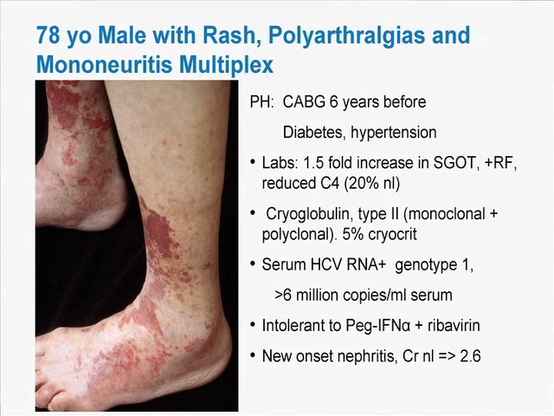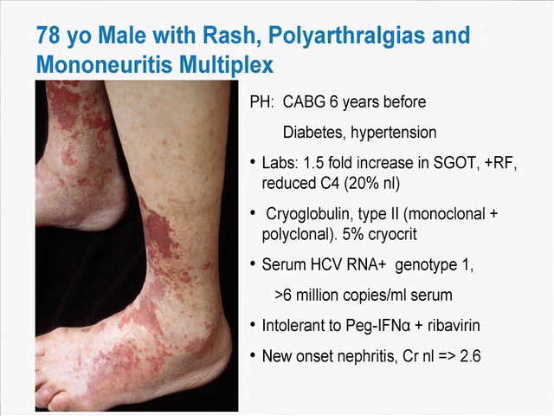And so the test that we chose to do was to look for hepatitis C virus, because that is the most common cause of type 2 cryoglobulinemia, and the most common genotype in the United States for hepatitis-associated cryoglobulinemia and vasculitis is genotype 1. He had a very large viral burden. He was treated with pegylated interferon and ribavirin.